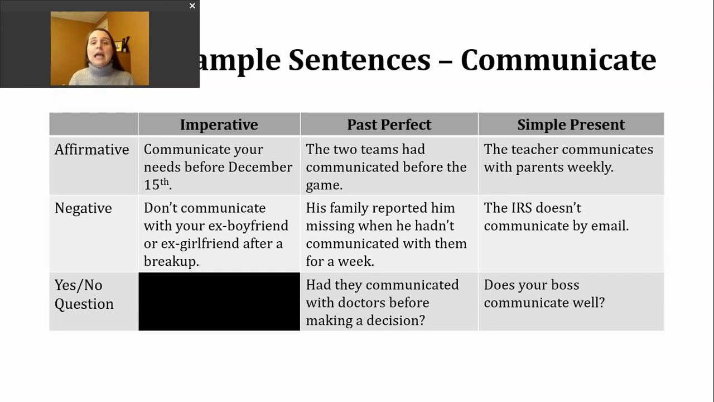Now let's look at making a negative command. So here we're telling someone not to do a particular action. To make the negative imperative sentence, we want to use do not and then the base verb. You'll likely hear native speakers use the contraction form, don't. So here's an example. Don't communicate with your ex-boyfriend or ex-girlfriend after a breakup.